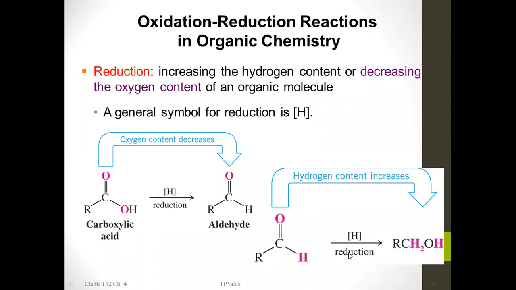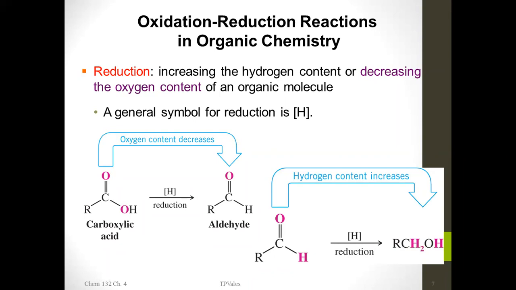Okay, and here you also have your aldehyde reduced to an alcohol. You have your RC double bond O hydrogen, and you get a product of RCH2OH. This is also a reduction process, wherein the hydrogen content actually increases. Now from one hydrogen here, you get CH2, two hydrogens here, okay, in hydrogen. So when you have an increase in hydrogen content, that is a reduction.